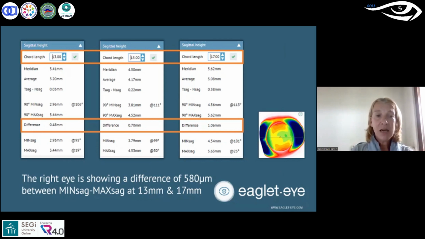Now, you can see here that there's a difference between the chord length of 13 and the chord length of 17, apologies, of 580 microns. So if you think about a trial lens, say you're going to put a trial lens on the eye and you're taking it in 50 micron steps every time you realize that it's not fitting that well, that probably means something like placing 8 lenses on the eye until you get an 80 micron difference.